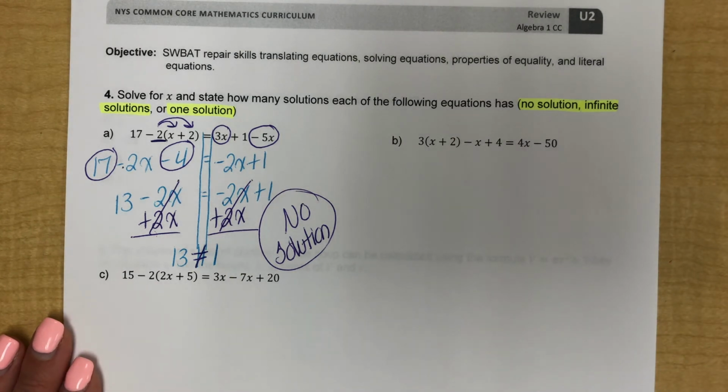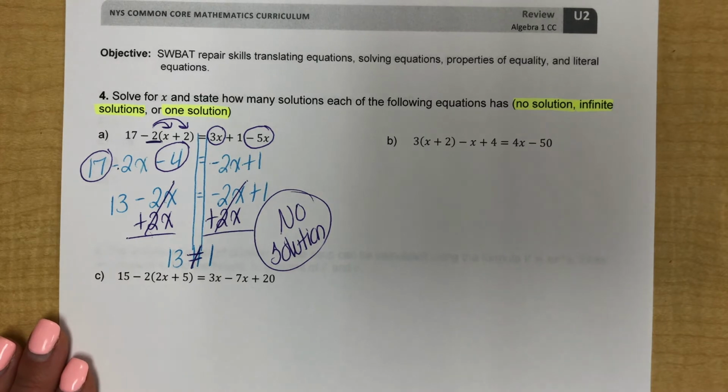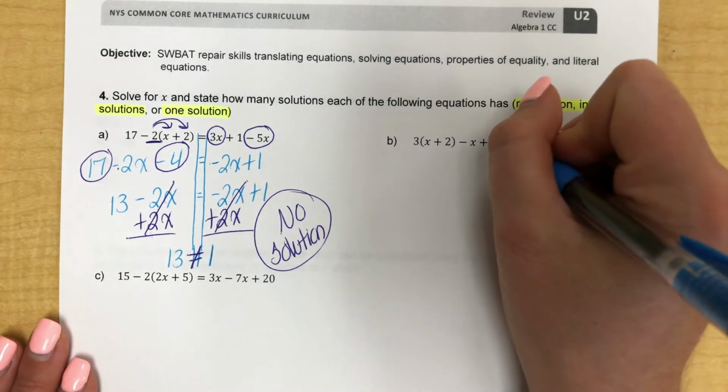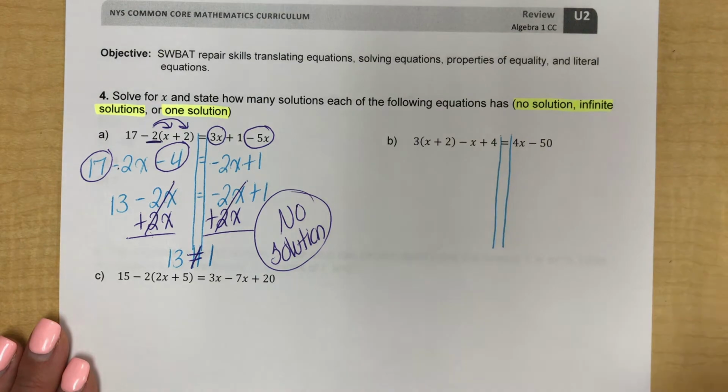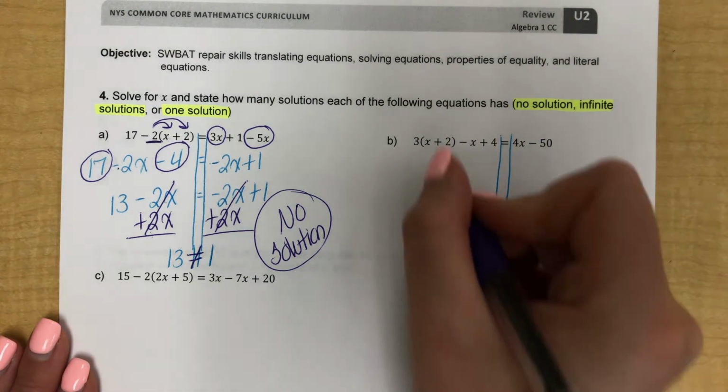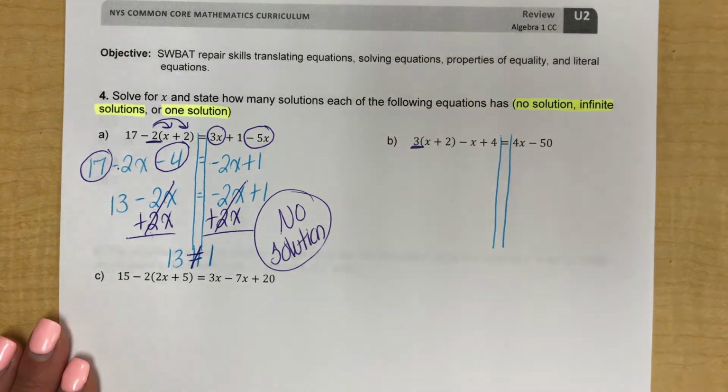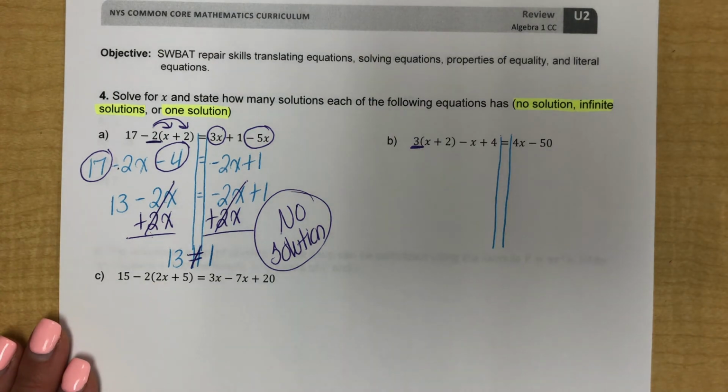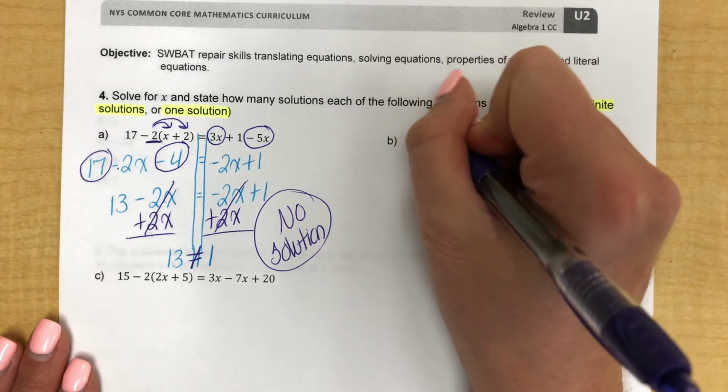Let's look at B. All right, same thing. It looks like I'm going to draw my train tracks in. Okay, I got some parentheses. I got to get rid of those. So I'm going to look at my coefficient out front. It's a positive 3.